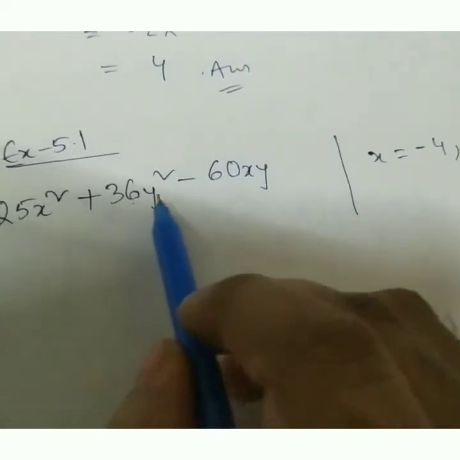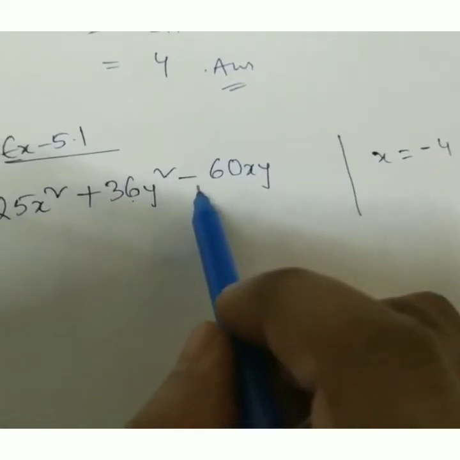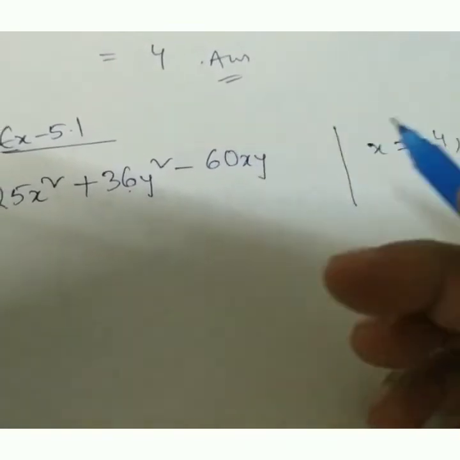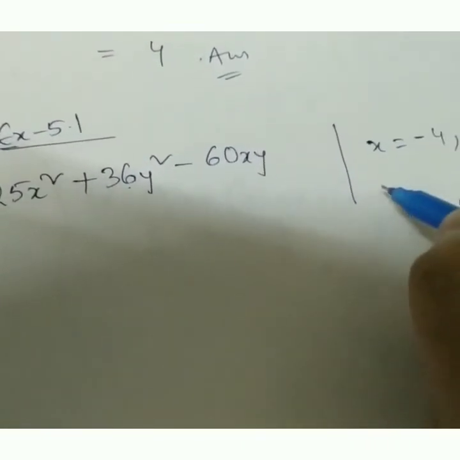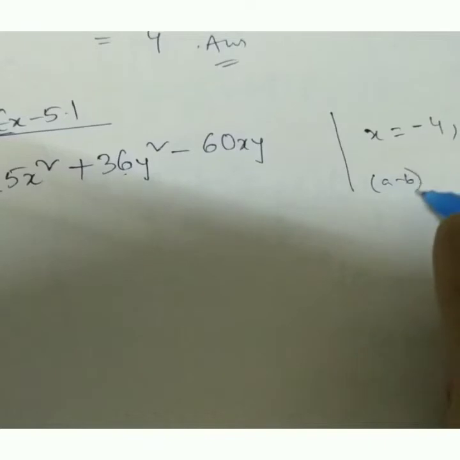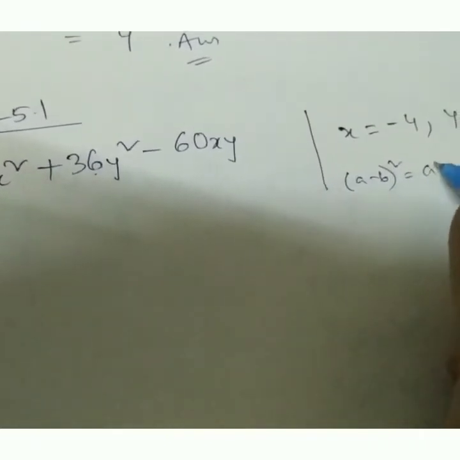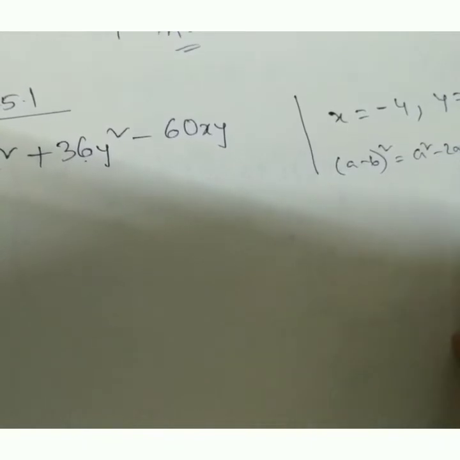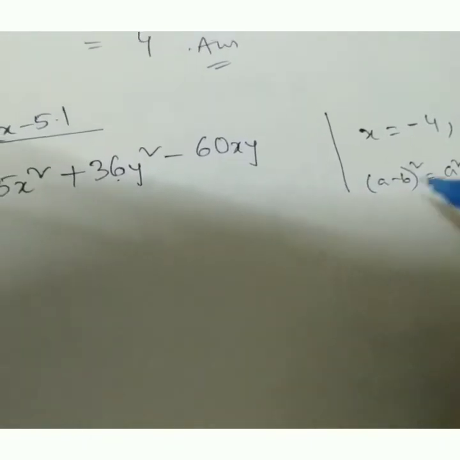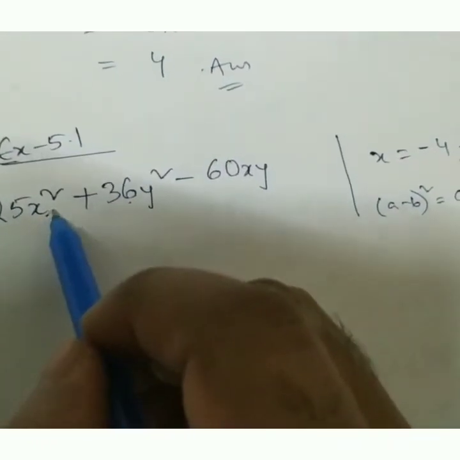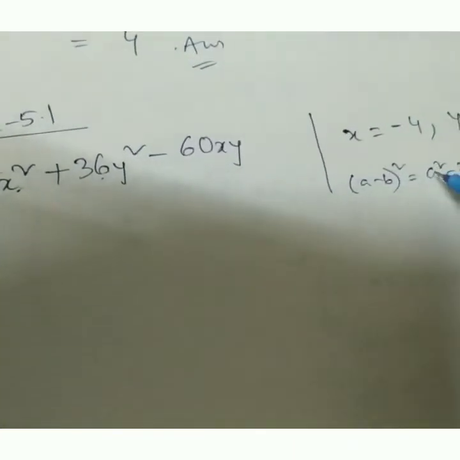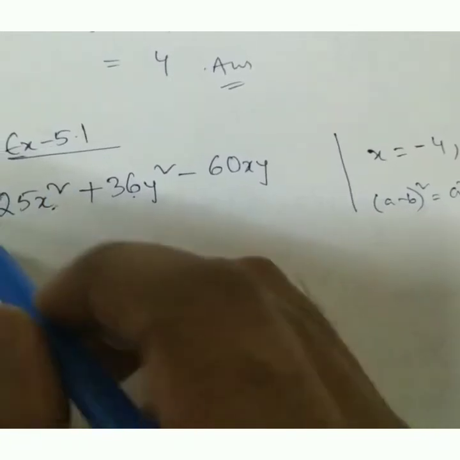So now if you see, first of all, here there is a minus, here there is a plus. So what formula comes to your mind? Obviously it should be a minus b whole square, right? Because in a minus b whole square there is one minus and one plus. a square minus 2ab plus b square. So now you need to convert this into a square form.